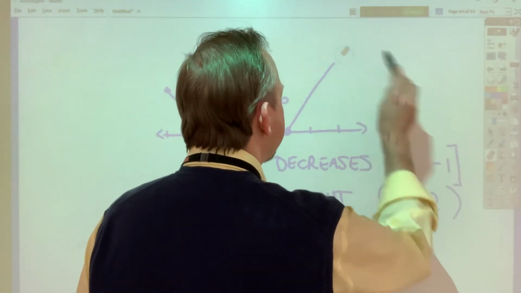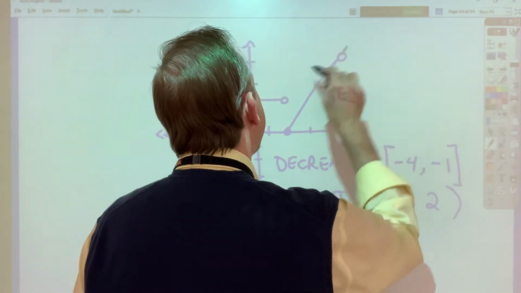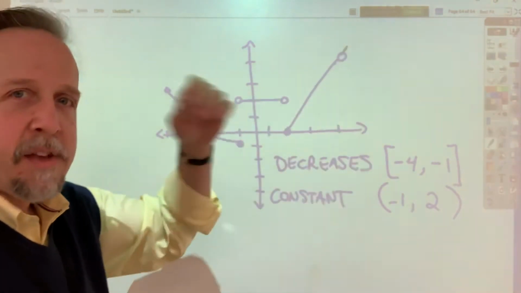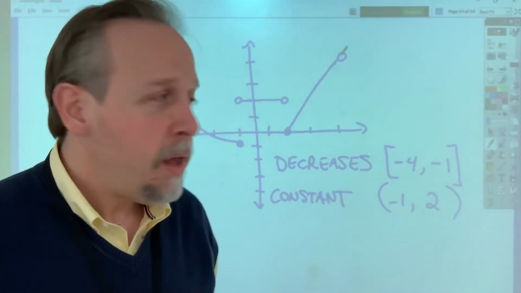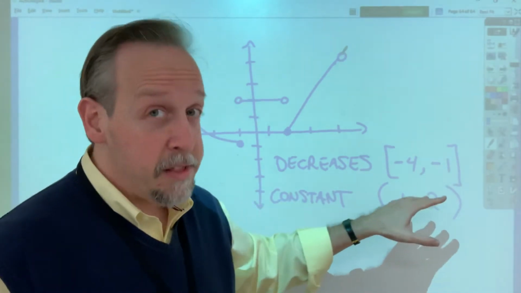I'm going to just make a little adjustment here because there's something I want to show you. The last little piece I had a closed dot. I'm going to leave it open. Now, it's constant on the interval from -1 to 2. Again, that is not a coordinate.